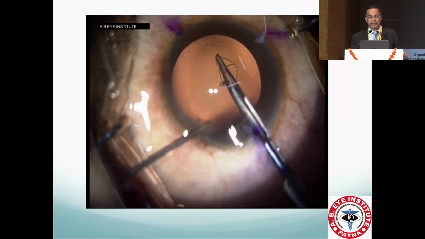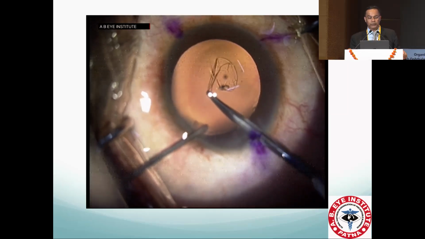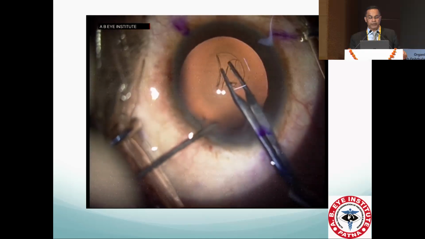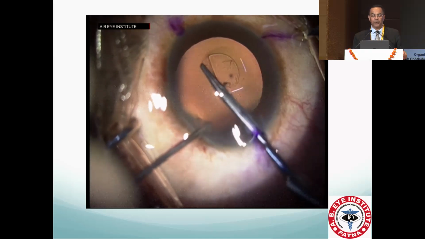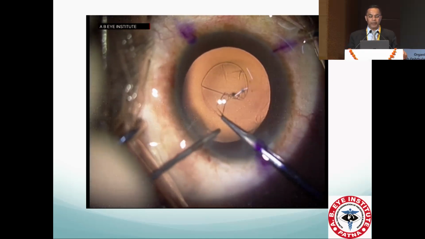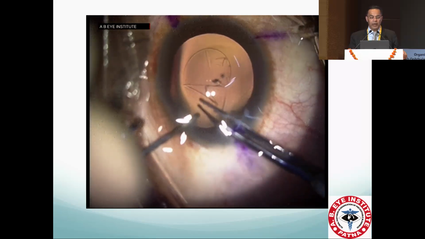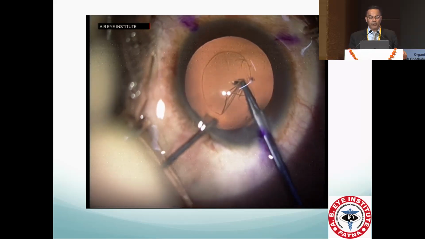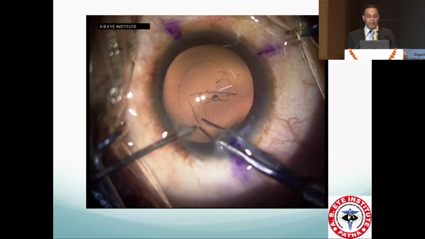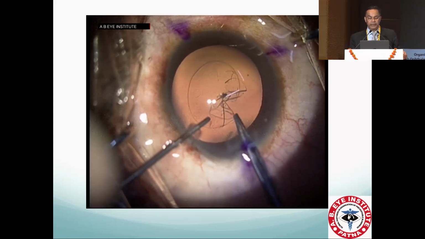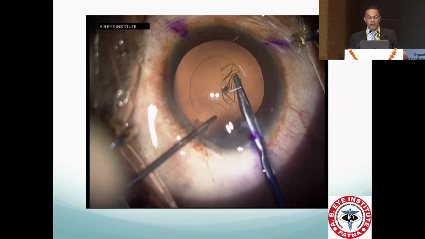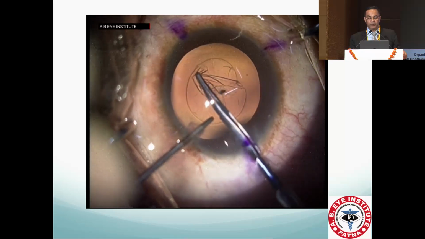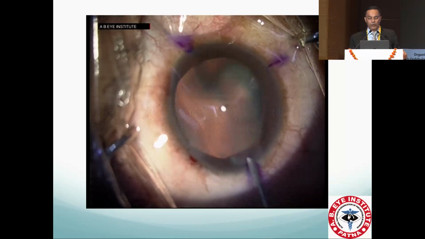So I make a nick, and then I always use Utrata forceps so that I'm in control and it doesn't run out. And it's very important that for these premium IOLs you make a central round rhexis properly. You have to always keep the centrifugal force towards the center, because they have a tendency to keep running out in these young individuals. Once you have completed the rhexis, it's like a routine cataract surgery.